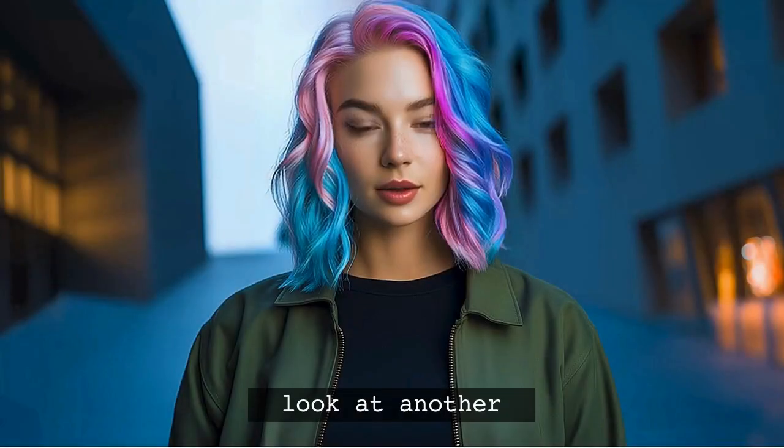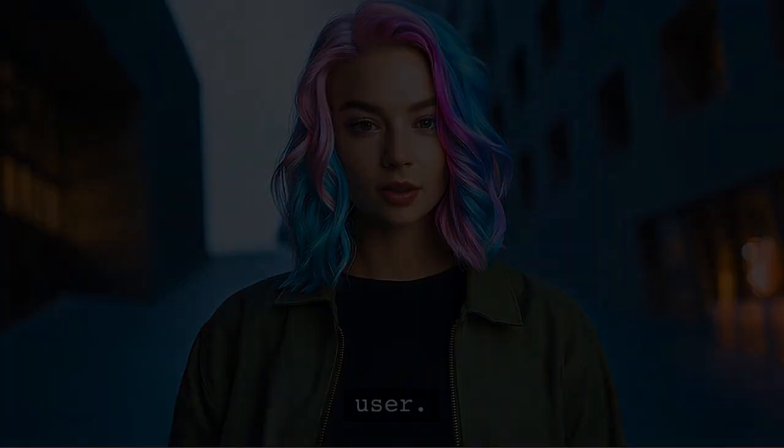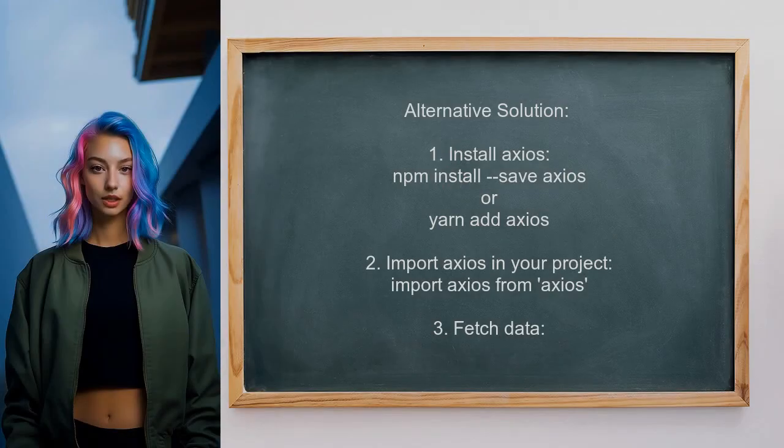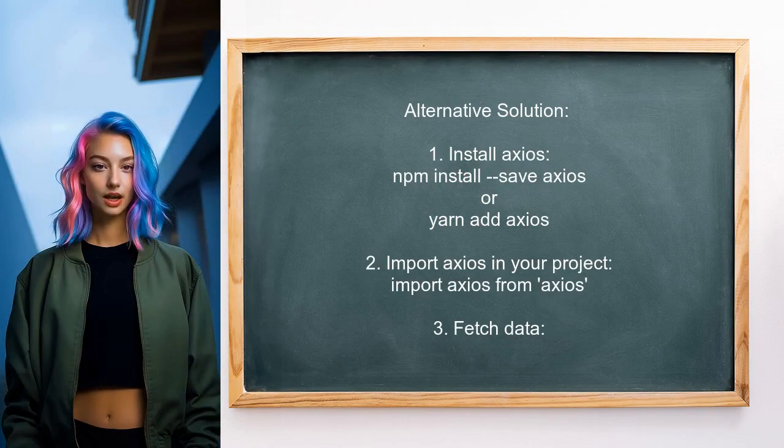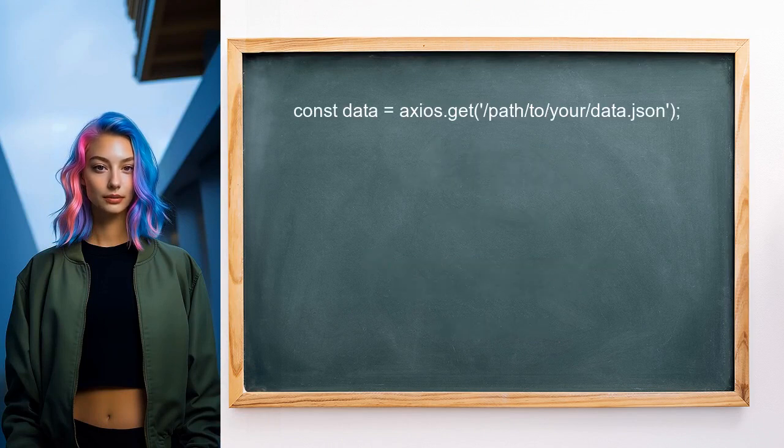Let's take a look at another answer from another user. An alternative method to fetch JSON data is by using Axios, a promise-based HTTP client. First, you need to install Axios using npm or yarn. Then, you can import Axios in your project and use it to get your data.